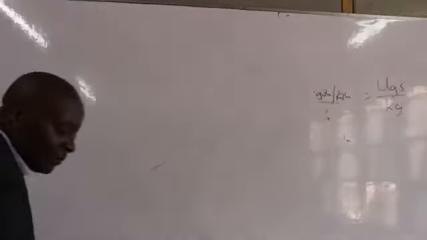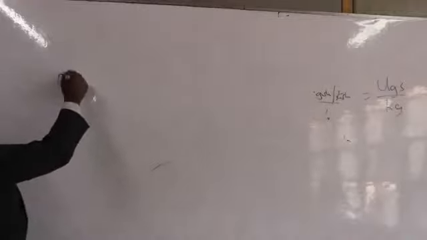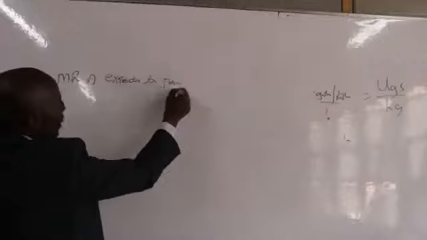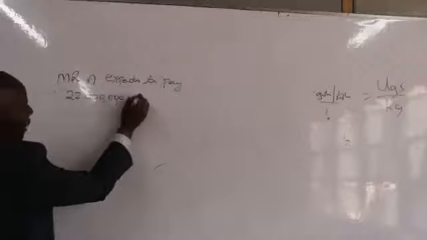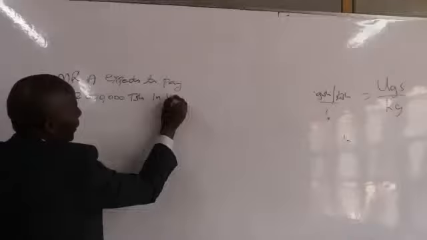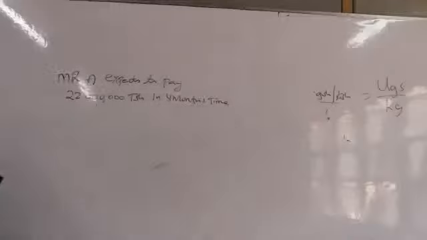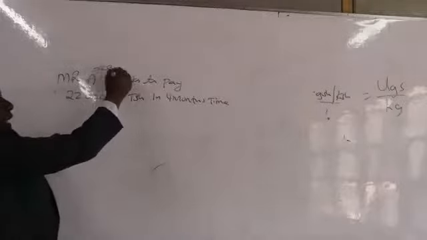Going into the exam this semester, the examiner tells you: Mr. A expects to pay 22 million Tanzania shillings in 4 months' time. Mr. A is a Kenyan, by the way.